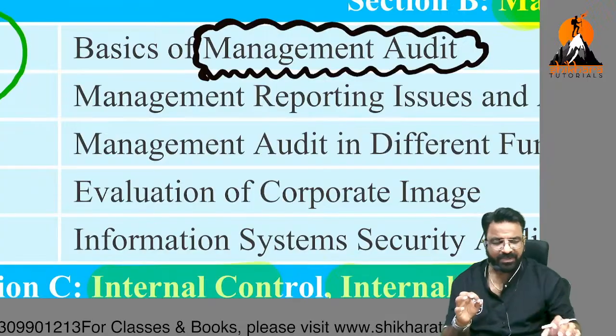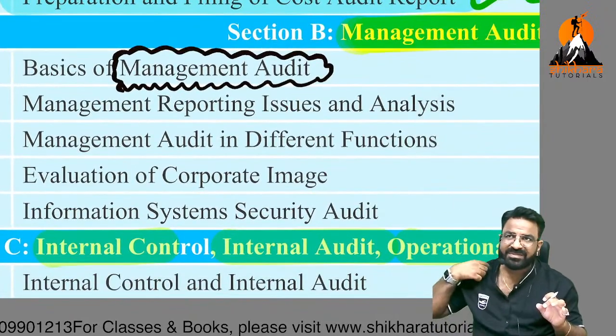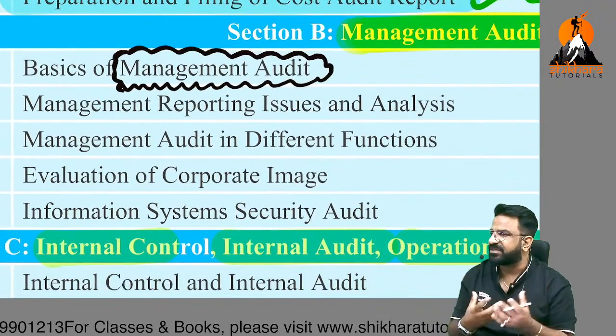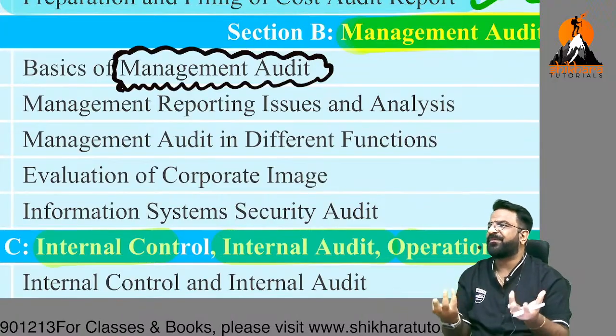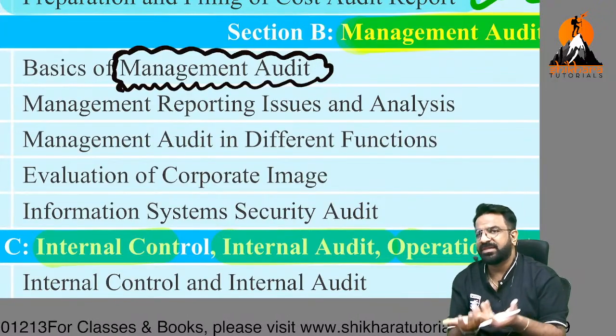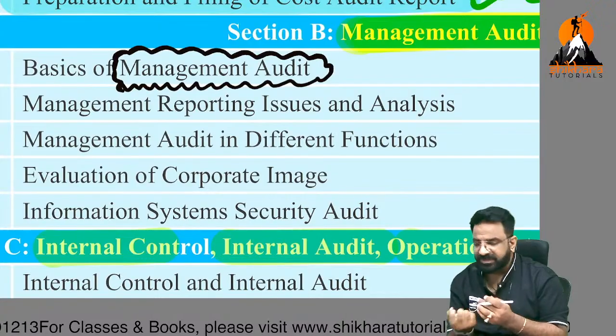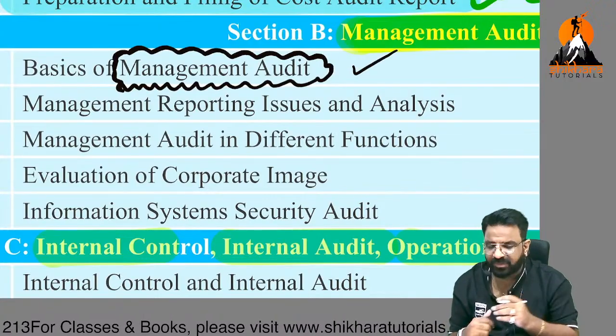Reason being very simple, क्योंकि management audit में we basically see the costing elements. Which elements? Cost. And who is the perfect person to see the costing elements? Is a CA, CS or CMA? CMA.